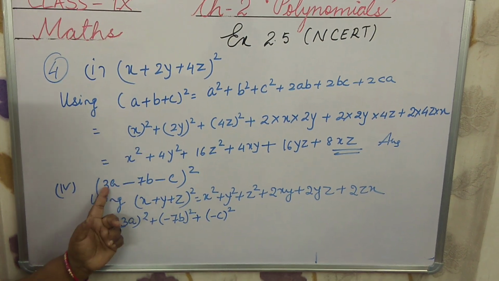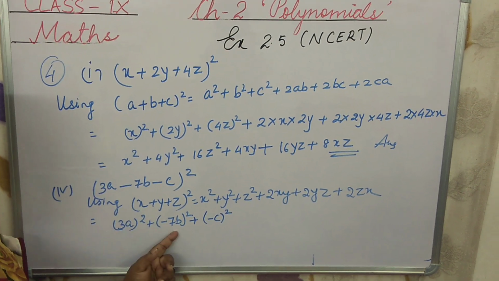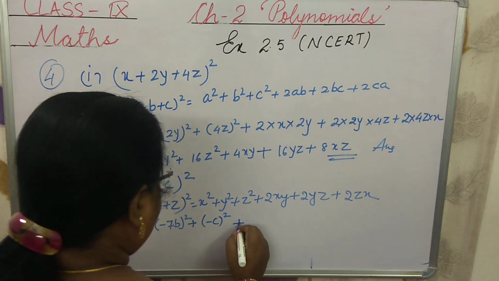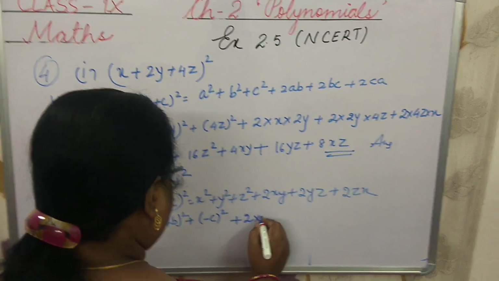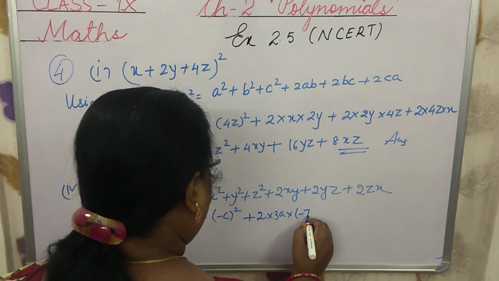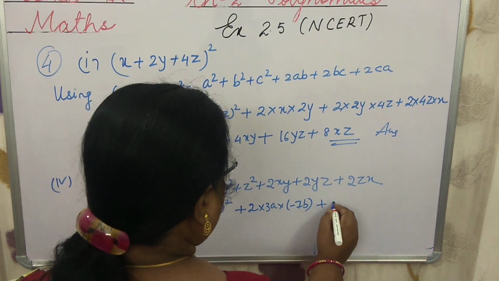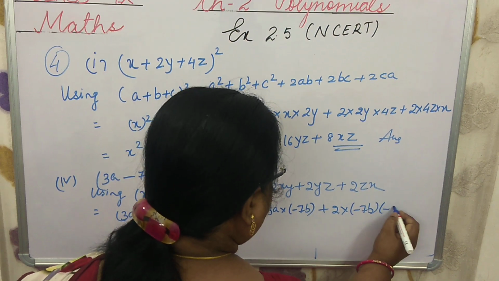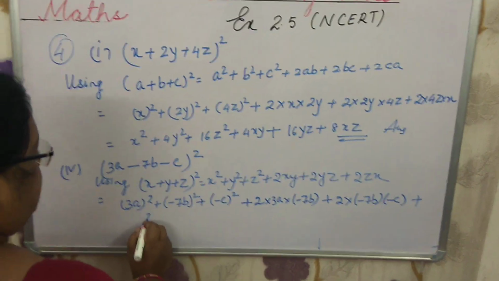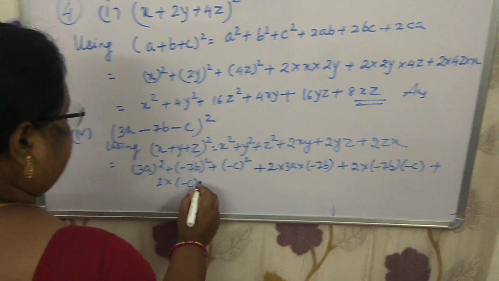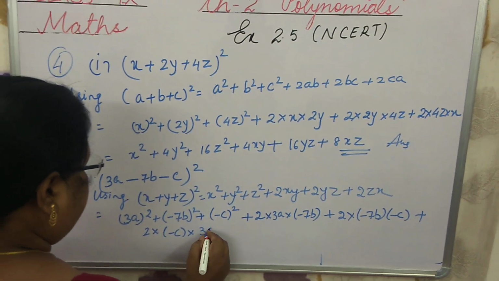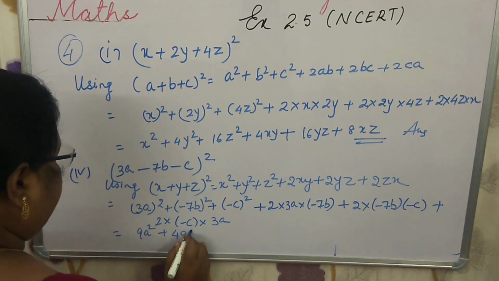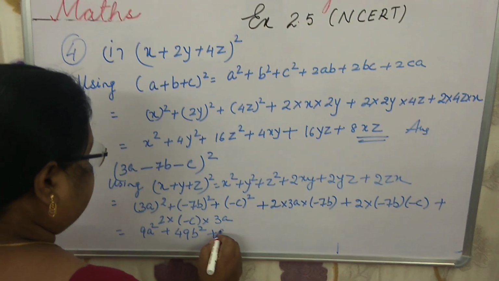So here x is 3a, y is minus 7b, and z is minus c. Whole square plus 2 into x, that is 3a, into y, that is minus 7b, plus 2 into y, which is again minus 7b, and z, which is minus c, plus 2 into z, which is minus c, into x, which is 3a. Just solve it: 9a square plus 49b square plus c square.